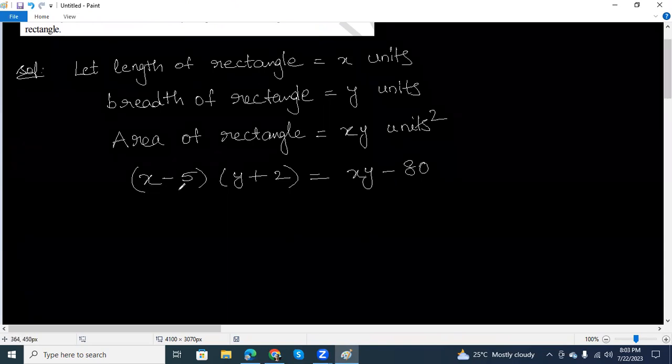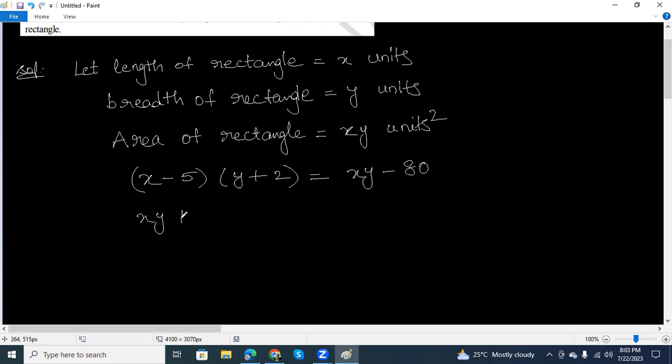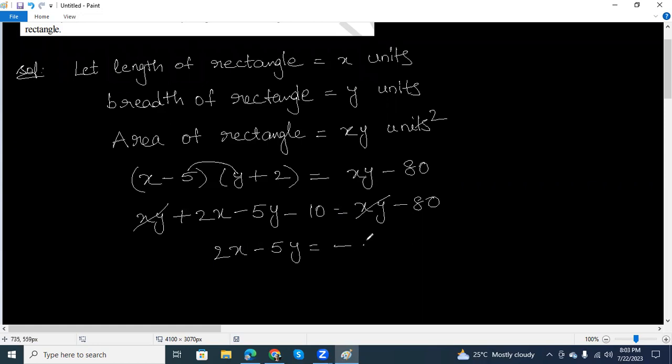Let's simplify this more. x into y, xy, x into 2 plus 2x, minus 5 into y, distributive property, minus 5y, minus 5 into 2, minus 10, is equal to xy minus 80. Either side of the equal to symbol we have xy, you can cancel. Now transpose this constant term to the other side. 2x minus 5y is equal to minus 80, and minus 10 will become plus 10. So 2x minus 5y is equal to minus 70.